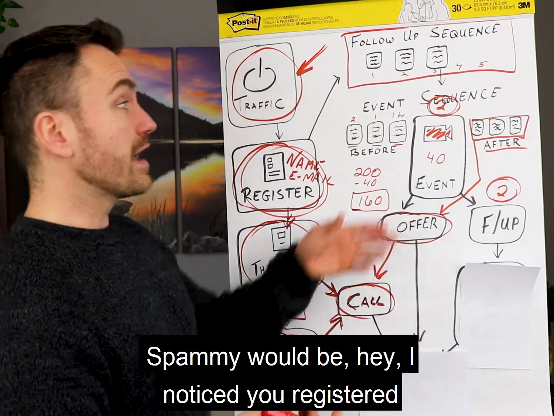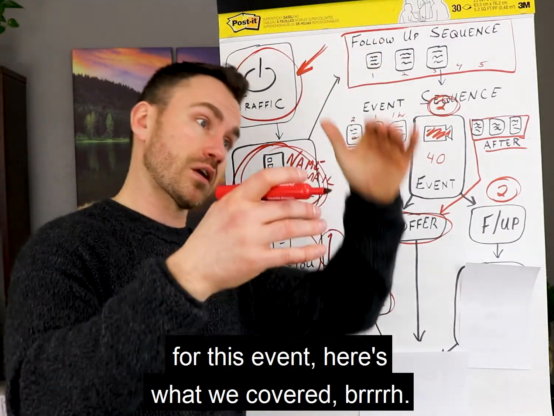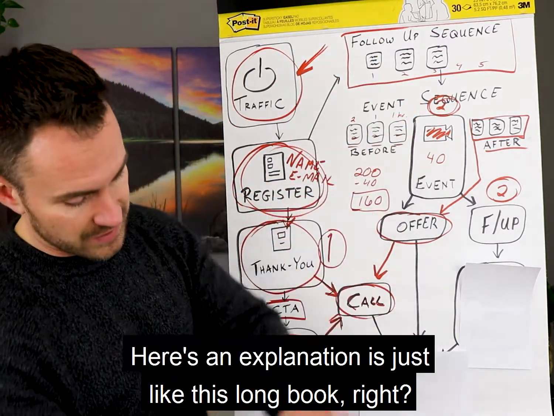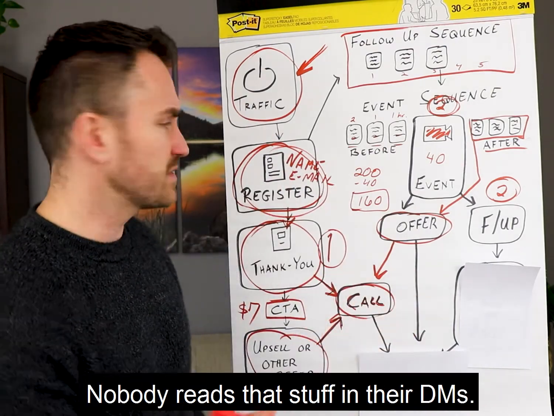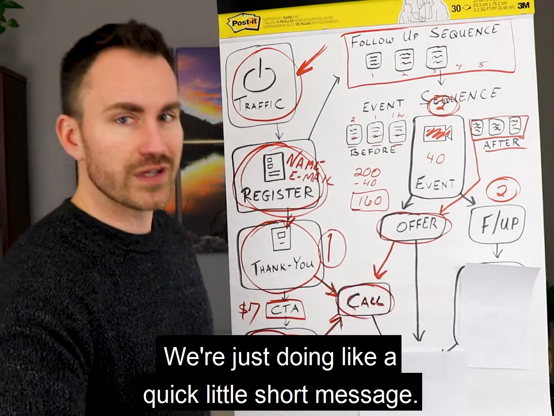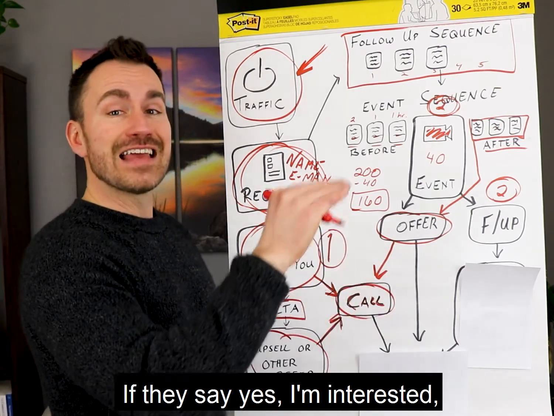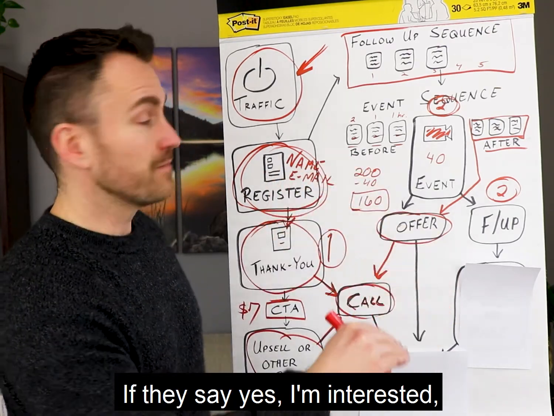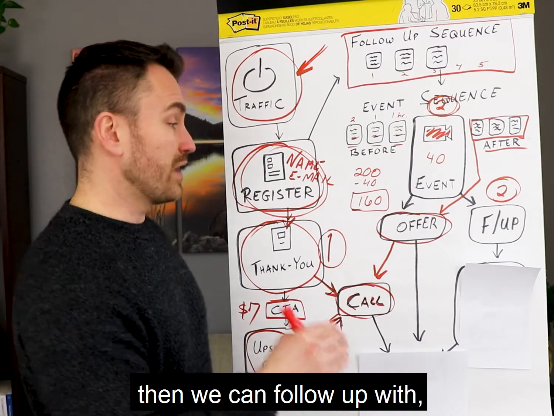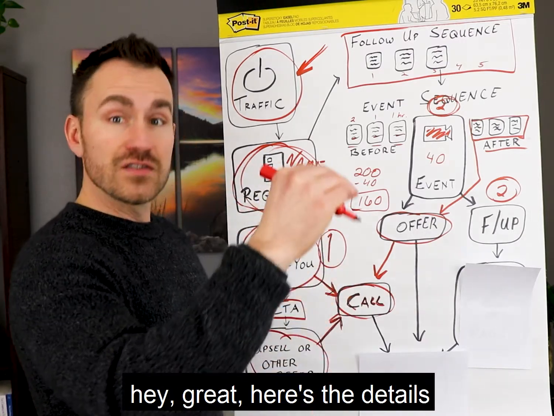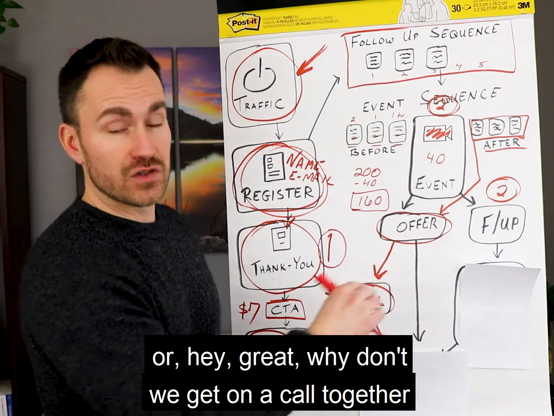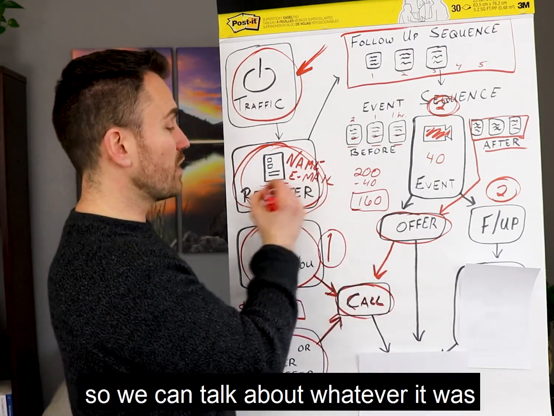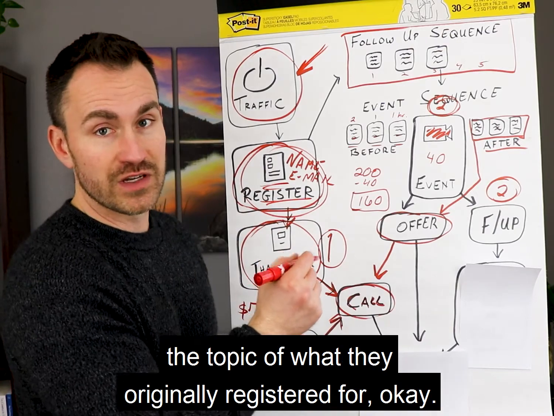Spammy would be, hey, I noticed you registered for the event. Here's what we covered. Here's a link for the book. Here's an explanation. This long book, right? Nobody reads that stuff in their DMs. We're just doing a quick little short message. If they say, yes, I'm interested, then we can follow up with, hey, great, here's the details, or, hey, great, why don't we get on a call together so we can talk about the topic they originally registered for?